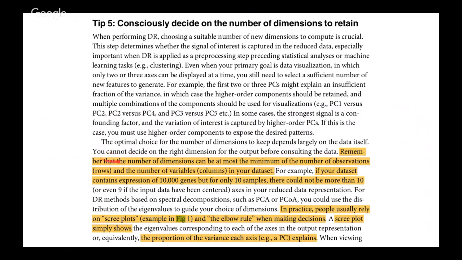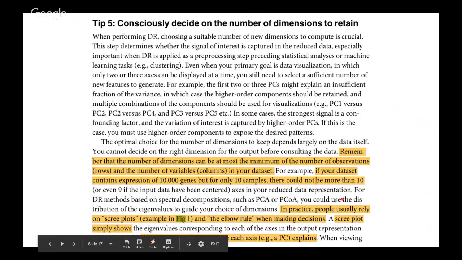It says, remember that the number of dimensions can be at most the minimum of the number of observations, rows, and the number of variables, columns, in your dataset. For example, if your dataset contains expression of 10,000 genes, but only for 10 samples, then the minimum of the two is 10. So there could not be more than 10 axes in your reduced data representation.